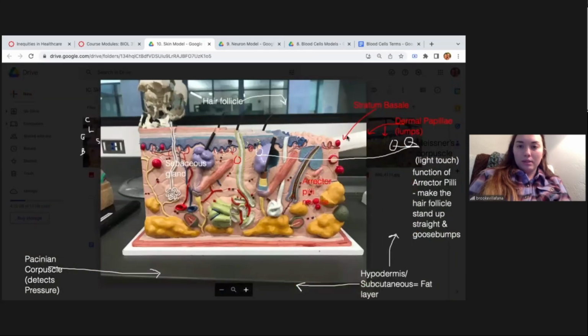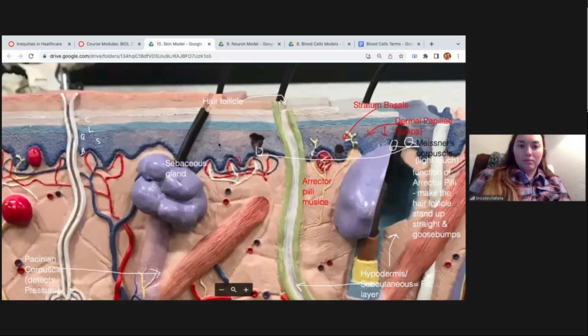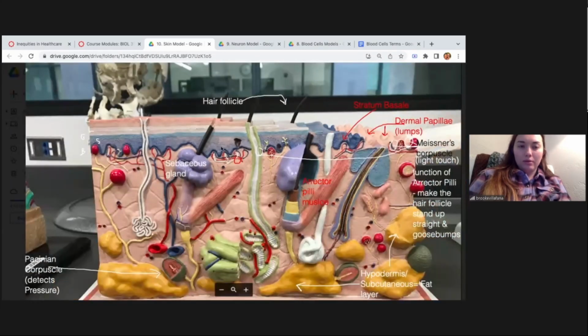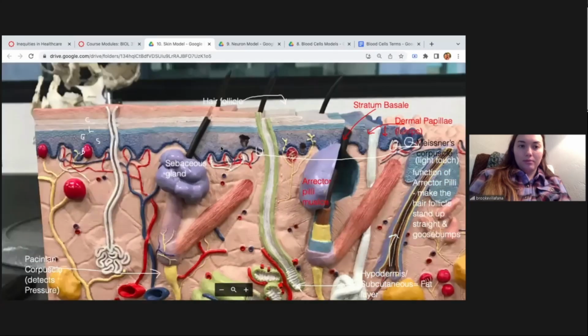Oh, I accidentally zoomed out. Whoops. Oh no, I don't know if I can get it to zoom to the right spot again.